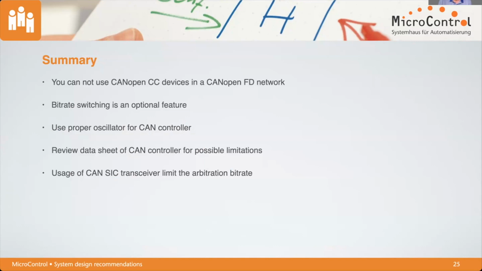Review the datasheet of the CAN controller for possible limitations before you start, because if you once selected the wrong way, you don't want to do the development again. And think of maybe using SiC transceivers, but keep in mind that they limit the arbitration bitrate.